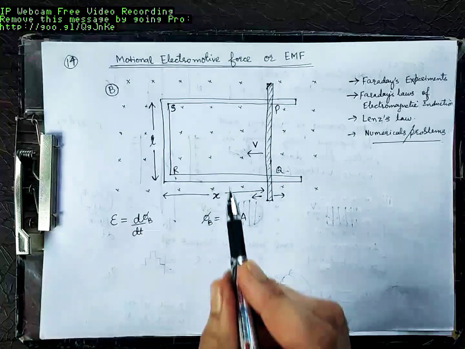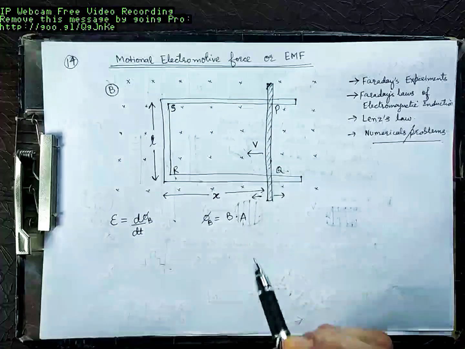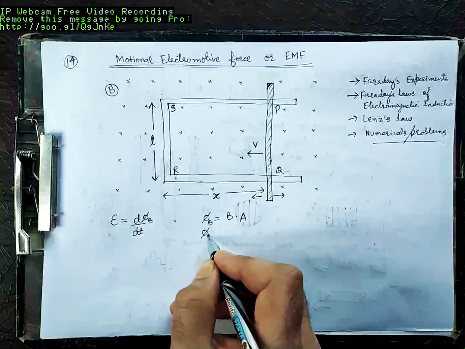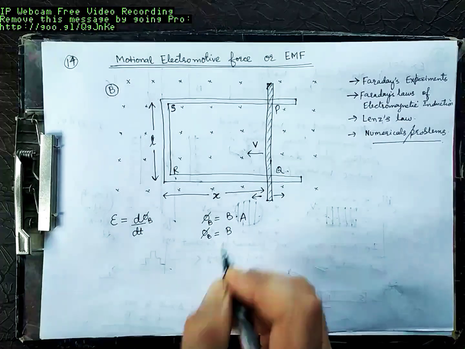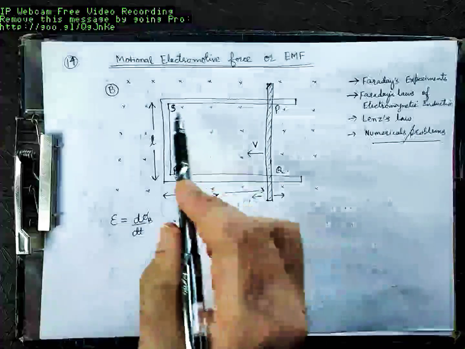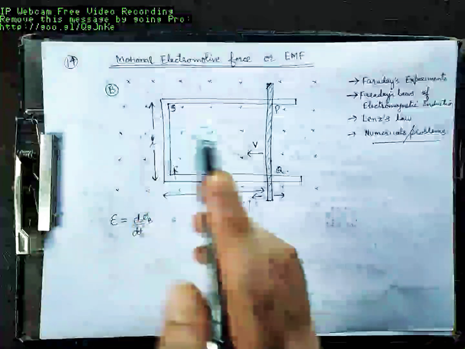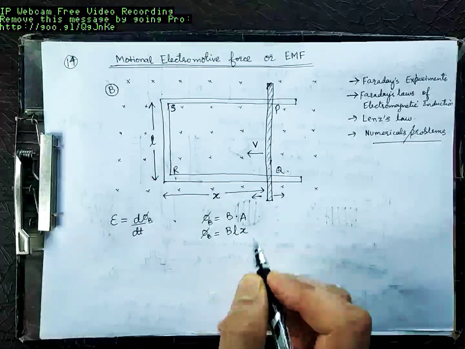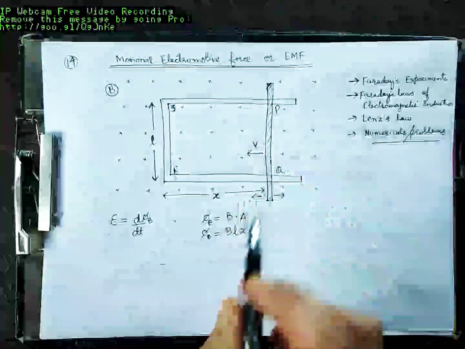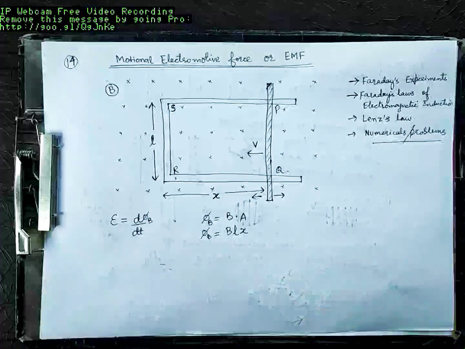So here in this case, how much is flux? Flux phi B is equivalent to magnetic flux density B times the area of the loop. How much is the area of the loop? Area of the loop is length L into width X. So flux through this loop is equivalent to BLX.